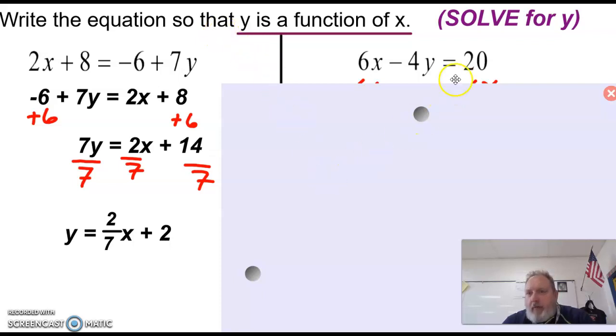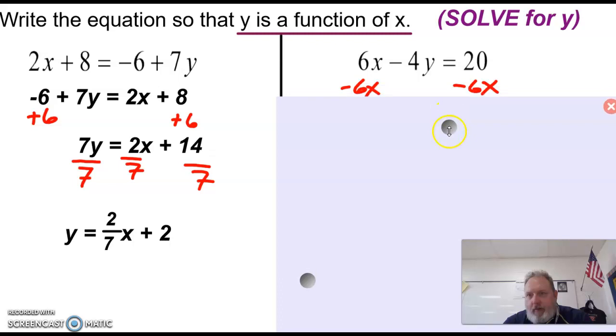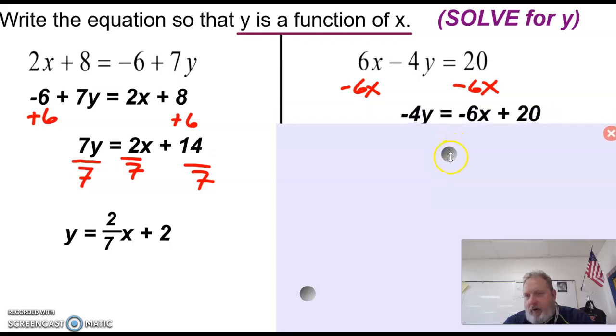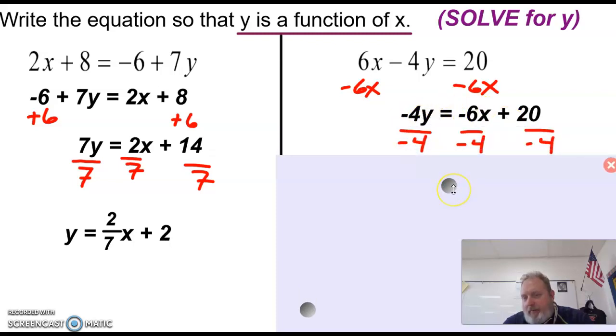All right, last example for the day. We're going to solve this one for y. So I got to get that 6x over to the other side. So I am going to subtract that from 20. These are not like terms, so you can't combine them. So I'm going to end up with negative 4y equal to negative 6 plus 20. My last step, I'm going to divide everything by negative 4.